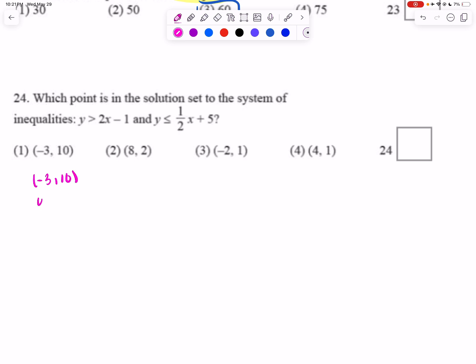So if I have y greater than 2x minus 1, negative 3 is my x value, 10 is my y value. So if I do 10 is greater than 2 times negative 3 minus 1, and I type the right-hand side into my calculator, I should get negative 7. And 10 is bigger than negative 7, so that works.